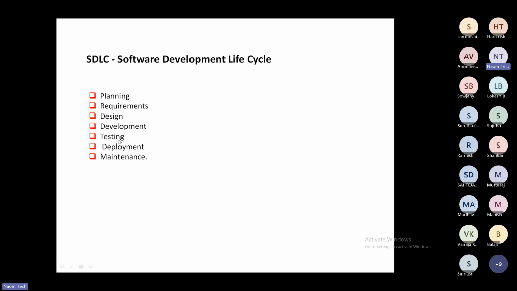And then deployment. Once testing happens thoroughly, we go for deployment. Deployment means moving this to the production environment. Once you release it to production, you are releasing it to live. We call it a release, and then it goes live.